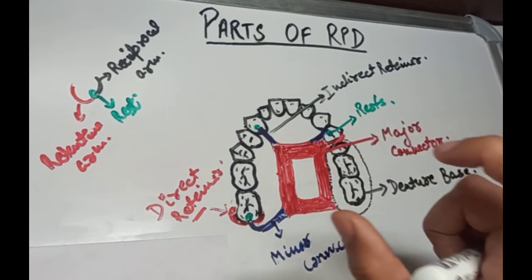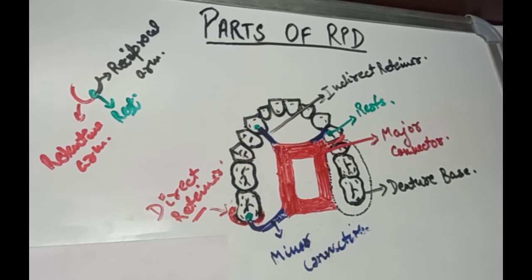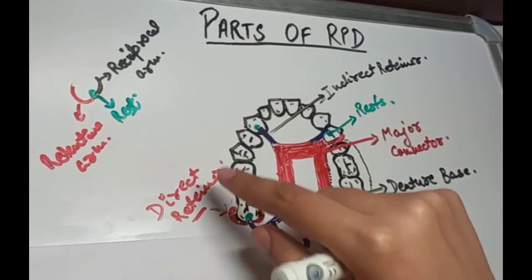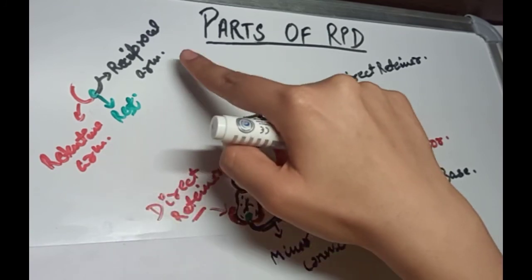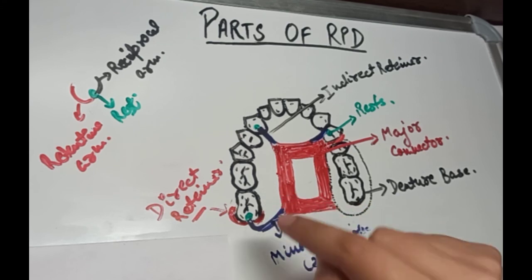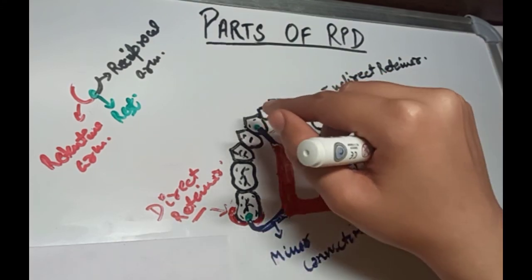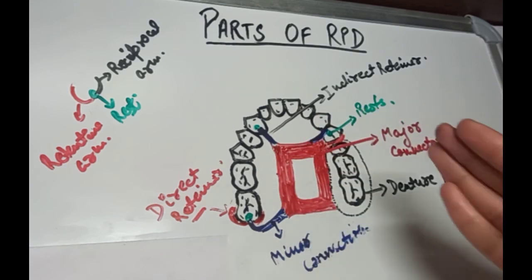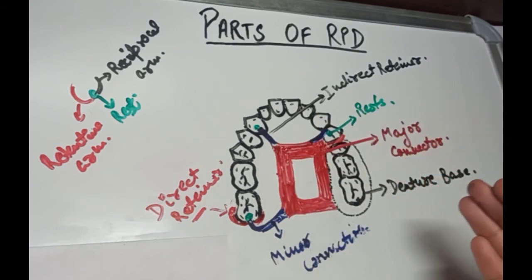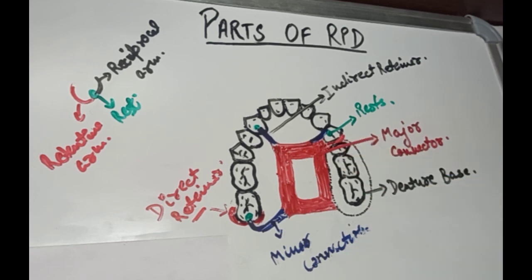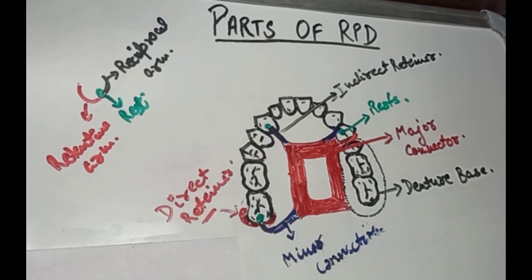And then to prevent the displacement of the cast partial denture, we have the direct retainer which has three components, that is the retentive arm, the rest and the reciprocal arm. And then we have the indirect retainers for additional retention in distal extension cases and also when the abutment is not strong enough. And then finally we have the denture base and the teeth. So that is all about the parts of a cast partial denture.